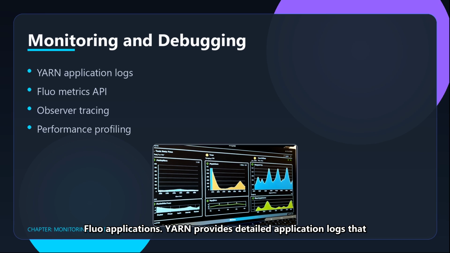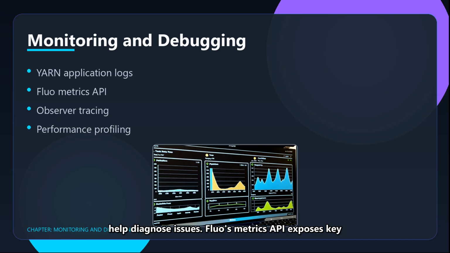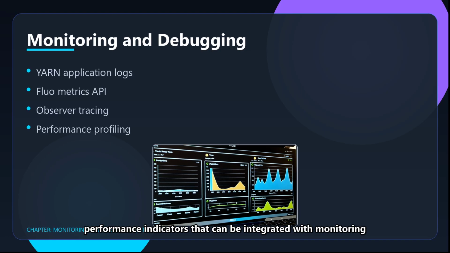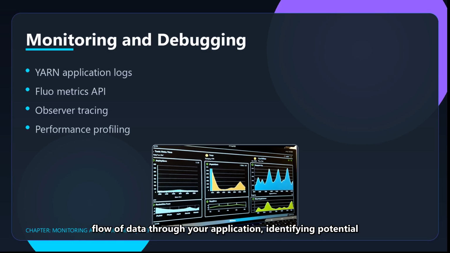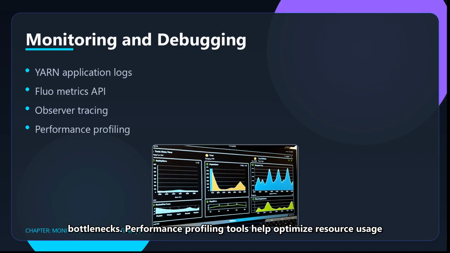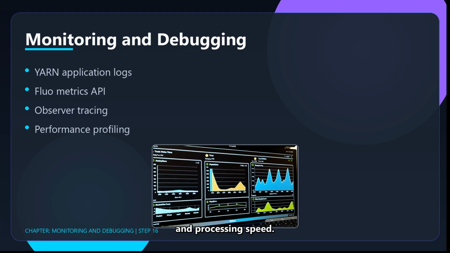Monitoring and debugging are essential for maintaining healthy Fluo applications. YARN provides detailed application logs that help diagnose issues. Fluo's Metrics API exposes key performance indicators that can be integrated with monitoring tools. Observer tracing allows you to track the flow of data through your application, identifying potential bottlenecks. Performance profiling tools help optimize resource usage and processing speed.